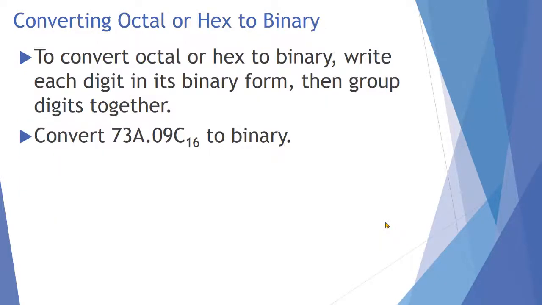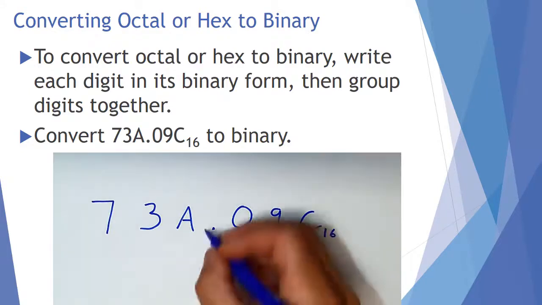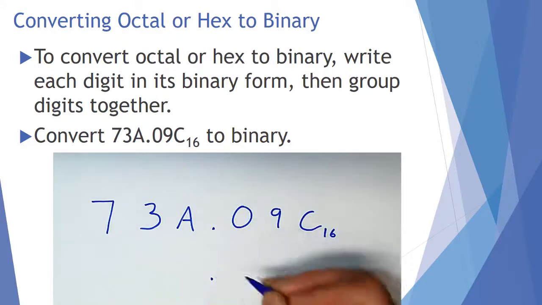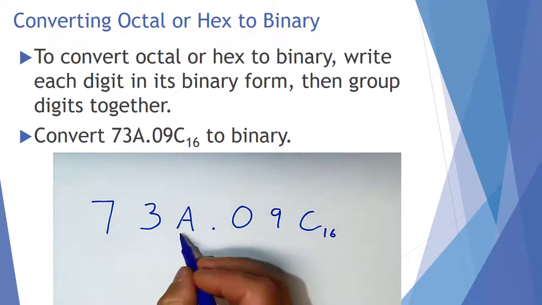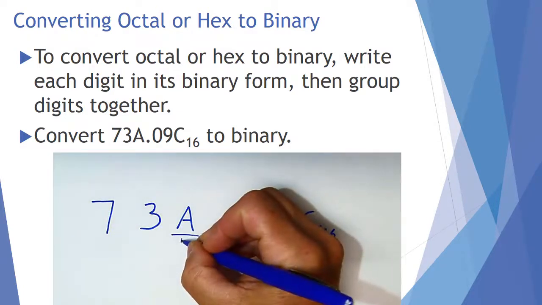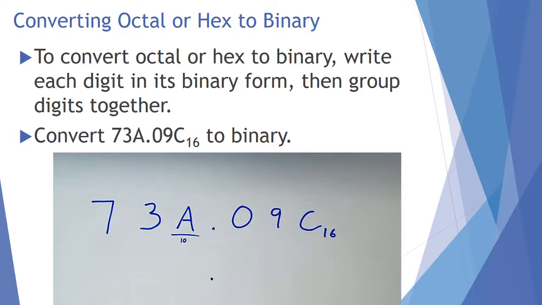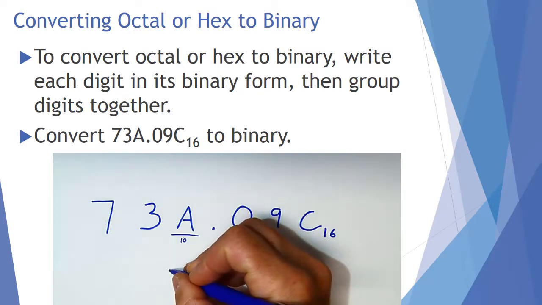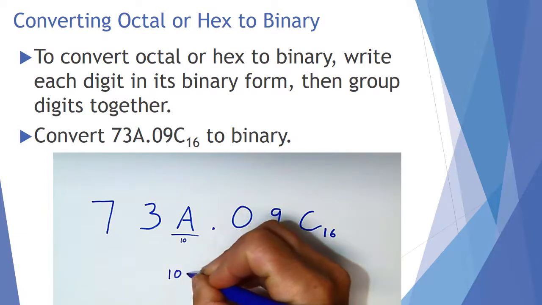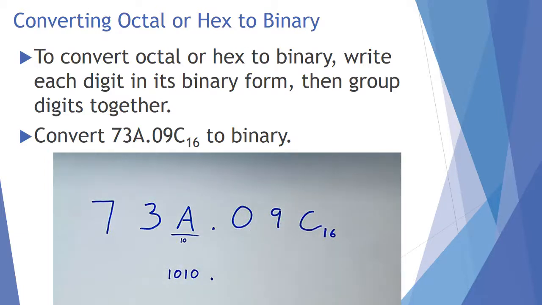Okay, well, going the other direction uses the exact same principle. So here we go. Let's convert each of these into groups of 4. Let's start by working our way to the left. A is equal to 10 in decimal notation, and 10 is going to consist of an 8, no 4s, a 2, and no 1s. So 1010.